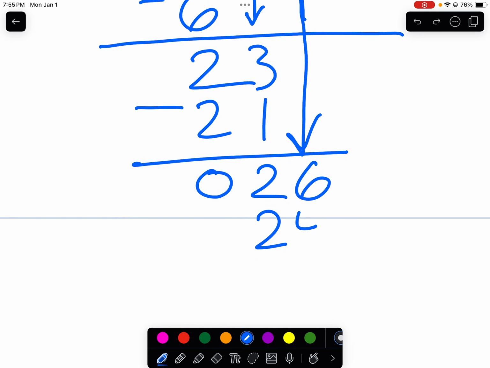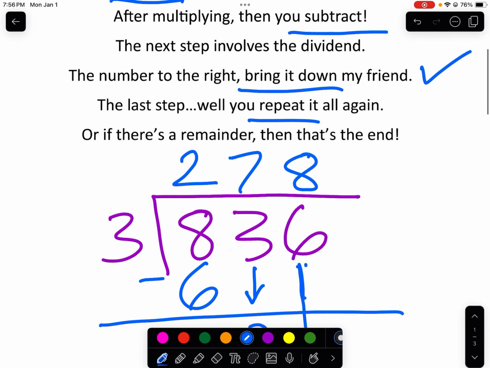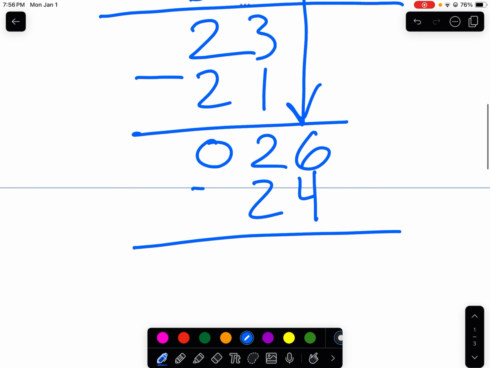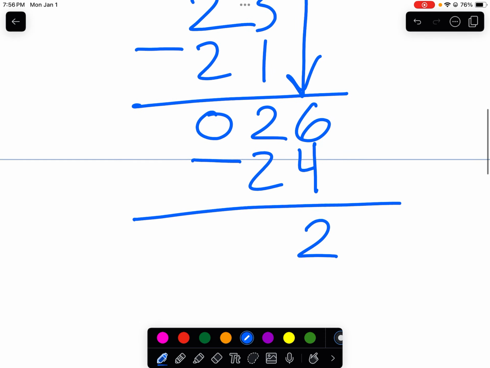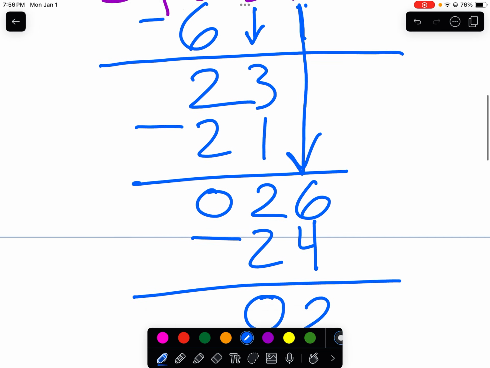Sometimes I see kids do this. Like they'll write 24 here. So you don't want to do that. You want to write it right underneath 24. Next you multiply, and do you know what's after that? After multiplying, then you subtract. So 26 minus 24, that's 2. And if you want, you can put a 0 there if that helps. I do it sometimes and sometimes I don't.